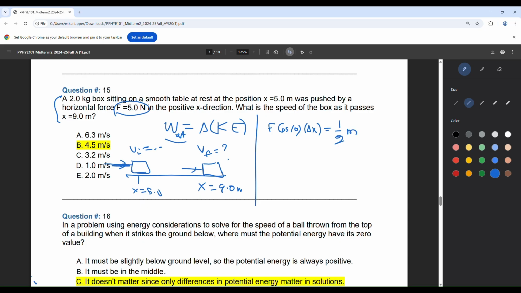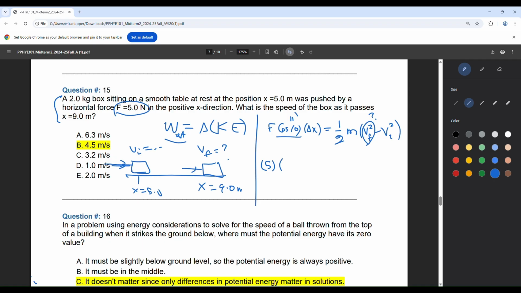We will write half m v final squared minus v initial squared. That will be the change in the kinetic energy. And all you have to do is to now substitute whatever is given, and the question is to find the final velocity, the final speed rather, which is the unknown here. So that's what we have to find. Let me substitute values. F is equal to 5 Newton, and cosine 0 is 1.